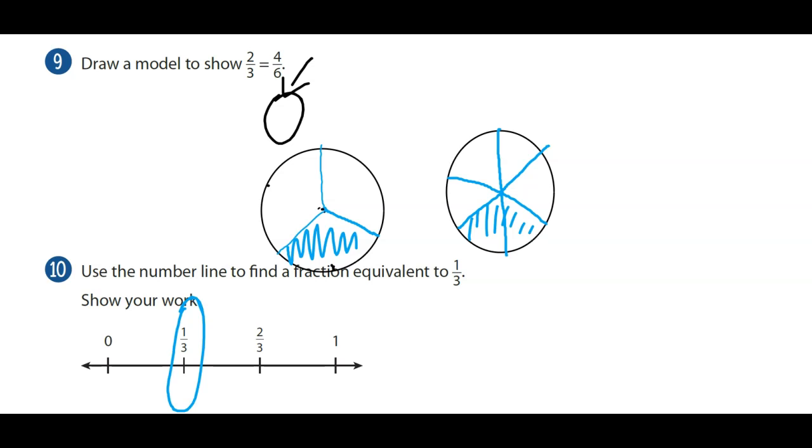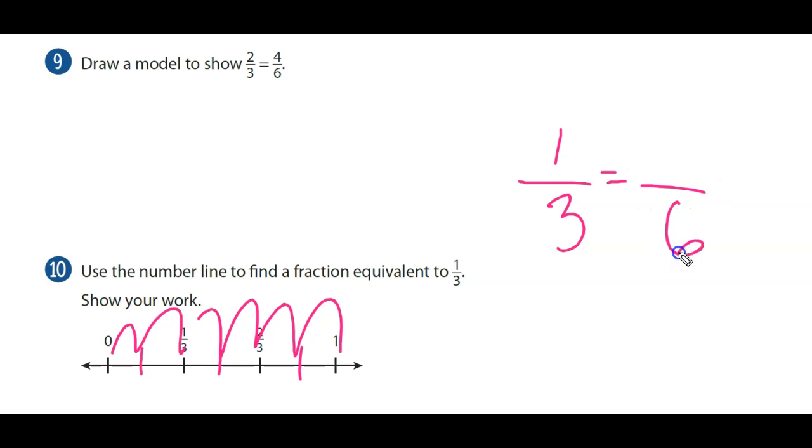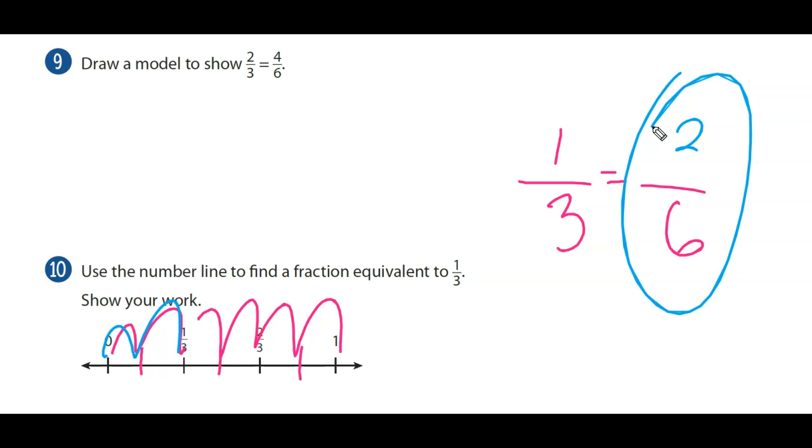So if I took this line like this, and I divided this, like this, like this, like this, I'd just make 6, didn't I? Right? So 1/3 would equal, well, let's see, it's 1, 2, 3, 4, 5, 6. That's my denominator. My numerator would be 1, 2. How many jumps did I make? 2. So 1/3 is equal to how many sixths? It's right here. What is it? 2/6.